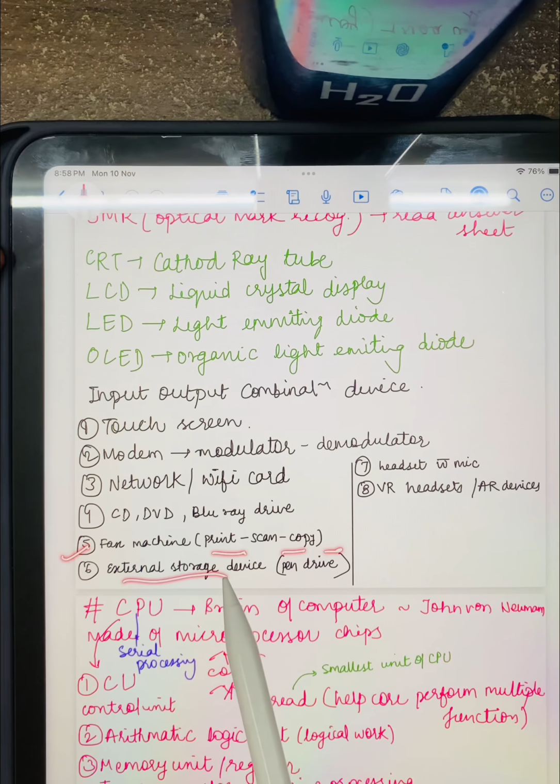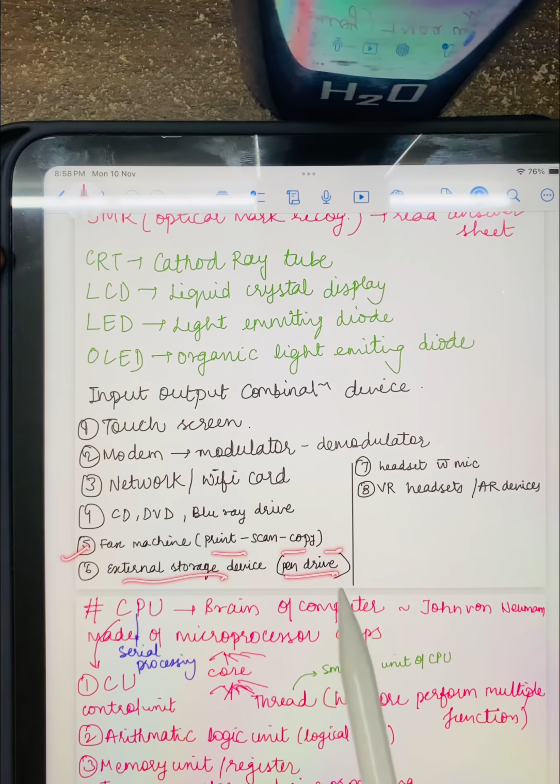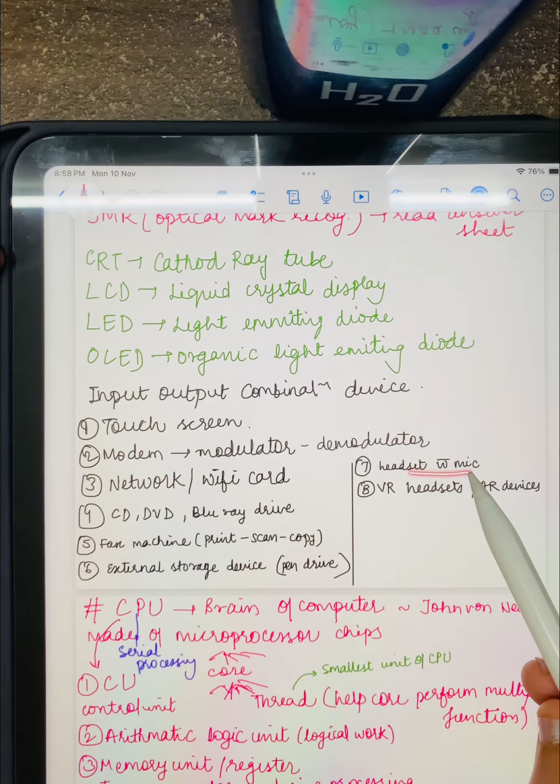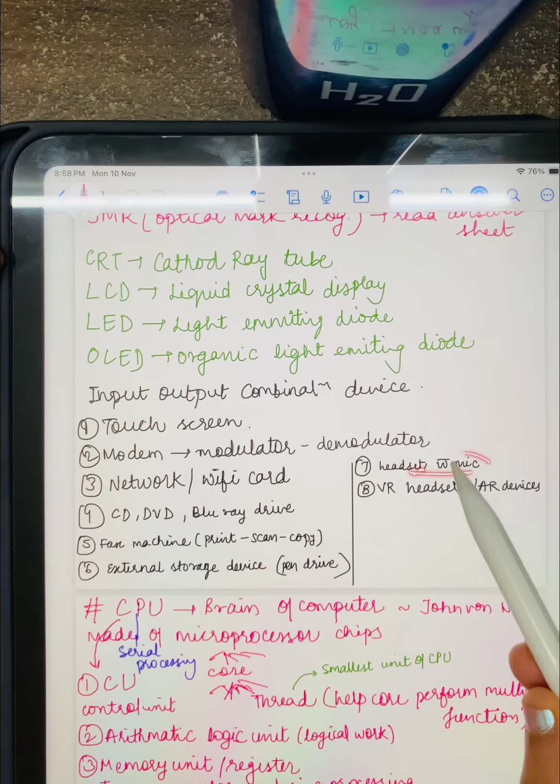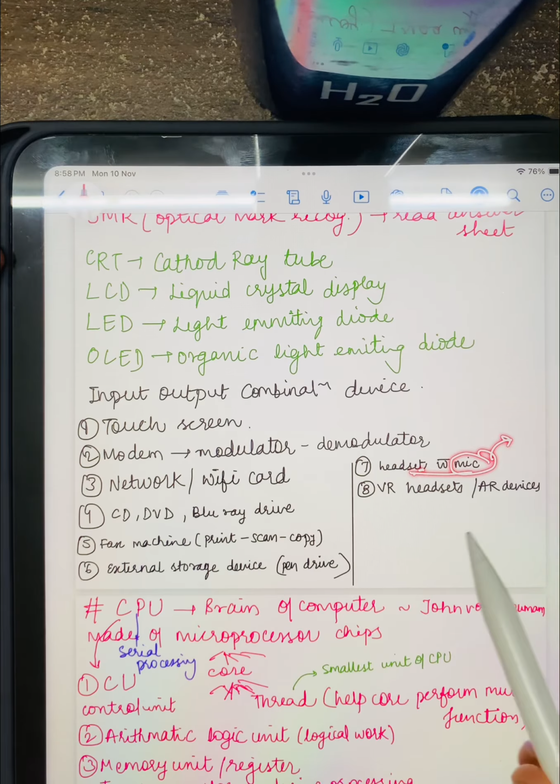Okay. External storage devices like pen drives. Headset with mic. Headset, input, mic, output. Okay. VR headsets, AR devices.